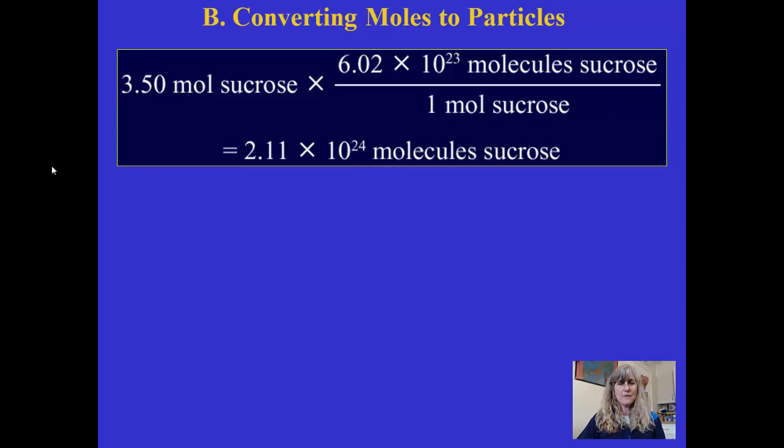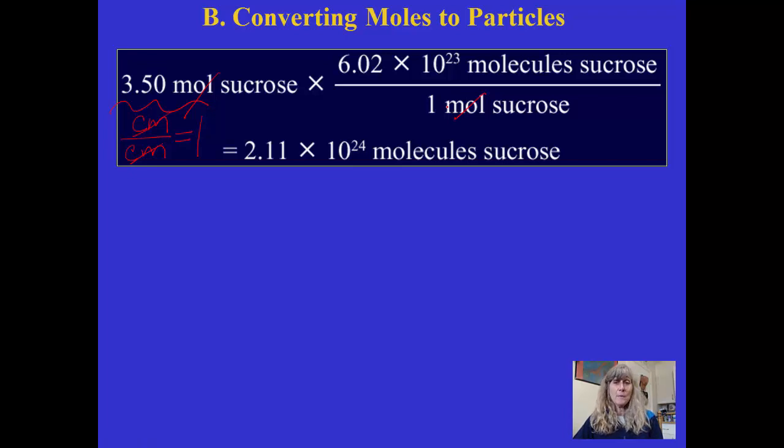So let's say I have 3.5 moles of sucrose, 3.50 moles of sucrose. I look at Avogadro's number, 6.02 times 10 to the 23rd per mole. Now just remember to write the units in the numerator and the denominator. If I had a centimeter in the numerator and a centimeter in the denominator, they would cancel out and it simply equals 1. Well, just because it's a different word, it makes no difference. Mole in the numerator divided by mole in the denominator cancel out. They equal 1.